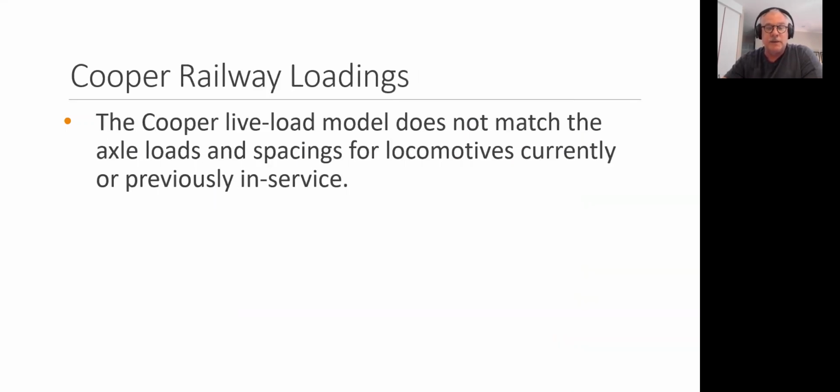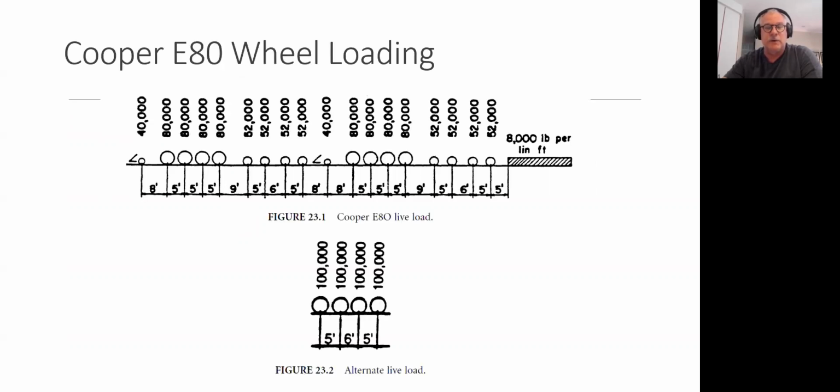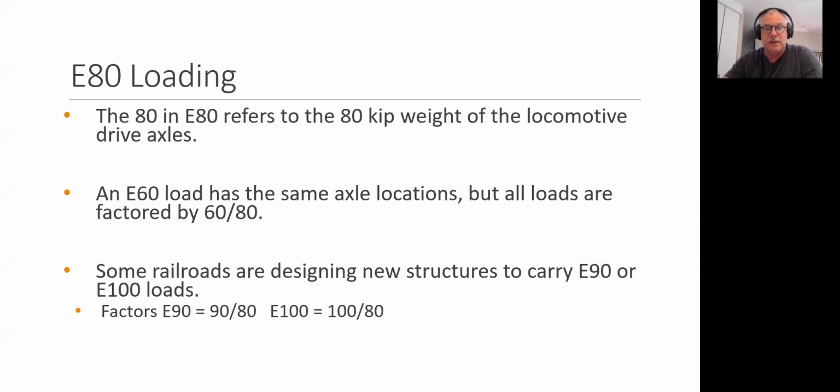Over the years, these railway trains have gotten bigger, and now we're up to almost E90. None of these design trains represent anything that's in service today or has been in service, but they are a calculation methodology. So there's the Cooper live load wheel configuration that's used to come up with some published tables. I don't know of anybody that actually uses this distribution like a truck to calculate the stress with respect to depth.